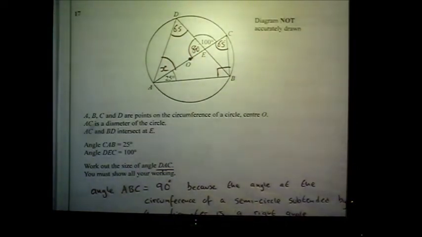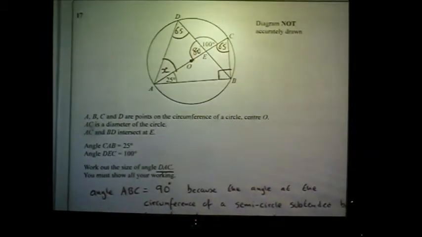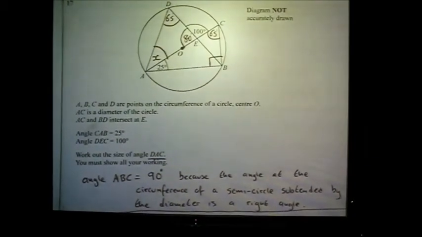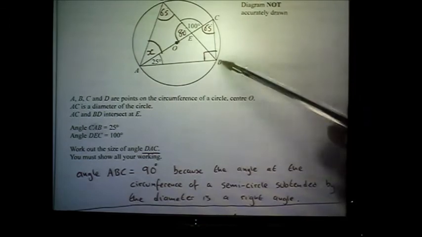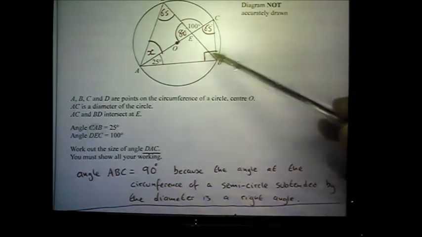Once you get the hang of these, they're quite easy. The trick is to make sure you give absolutely every single reason you can. And to do that, you need to know what your circle theorems are. So, I'm going to talk it through one step at a time and tell you what I've done. I've worked out the angle ABC first here. It is a right angle.